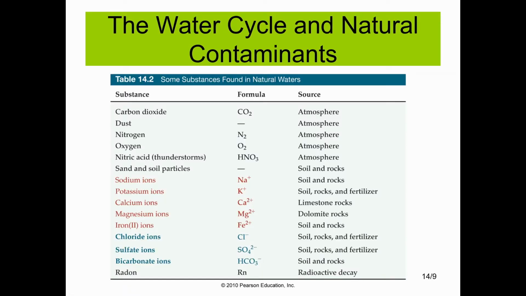Table 14.2 shows many of the substances that are commonly found in natural waters, as well as their source. We can see most of the gases and acids that we discussed in chapter 13 are sourced from the atmosphere, and many of the important ions for human, plant, and animal health are found in a variety of different rocks and fertilizers.